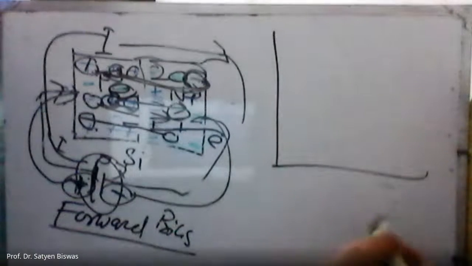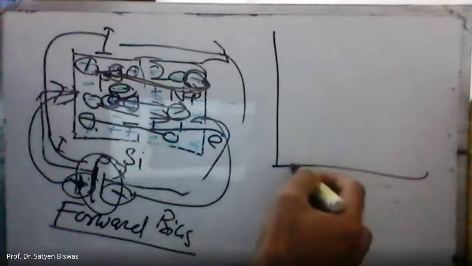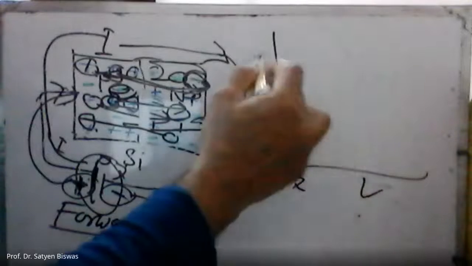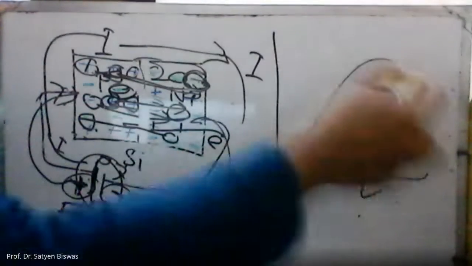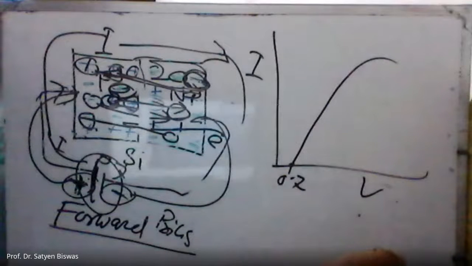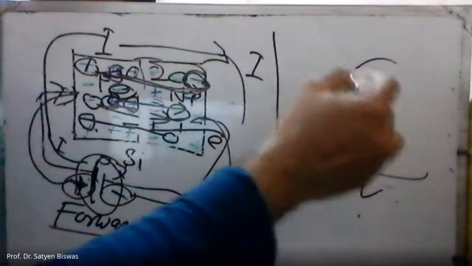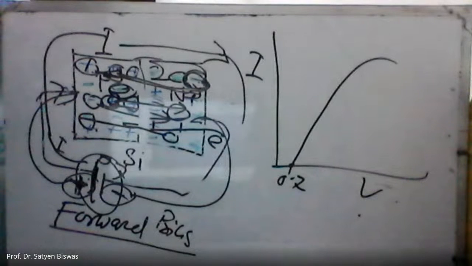And if you make a graph, what will happen? Initially around 0.7, right? Up to 0.7 volt, there is no current, and after that the current will start to increase, right? And that's the way. And this is the IV characteristic curve, like this. Any question about this?